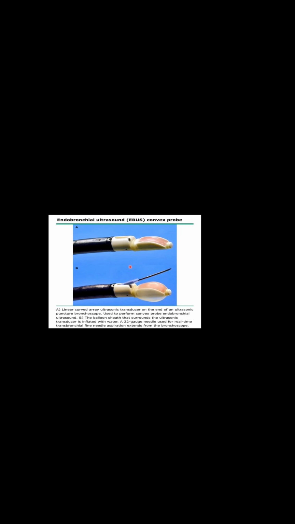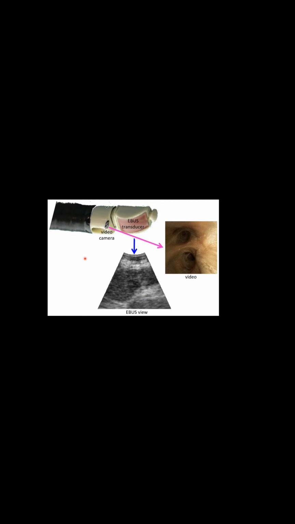Convex probe EBUS can scan 90° perpendicular to the longitudinal axis, as well as provide a 35° forward oblique video view. There is a working channel of 2 mm through which a 22 gauge needle can be used to aspirate the target lesion. A balloon sheath is present over the transducer, which is to be inflated with water at the time of the procedure. In short, we have a 35° video view to visualize the mucosa as well as the bronchus, and a 90° perpendicular view of the ultrasonic image to visualize the underlying structures of blood vessels and lymph nodes.